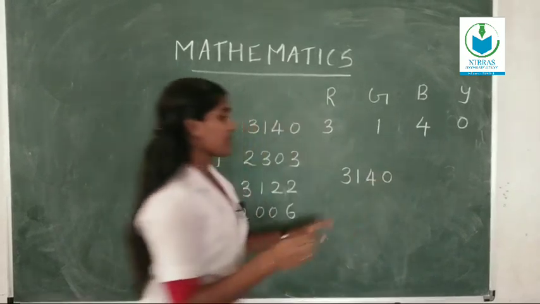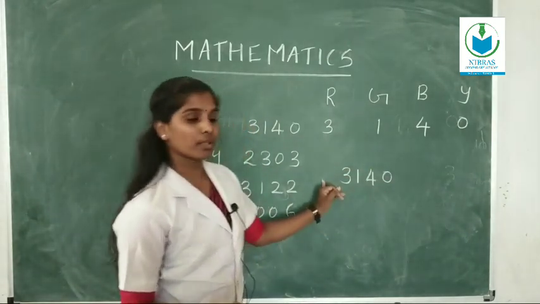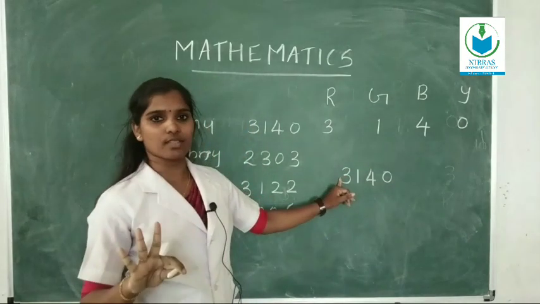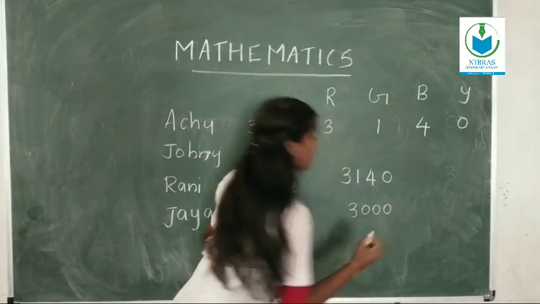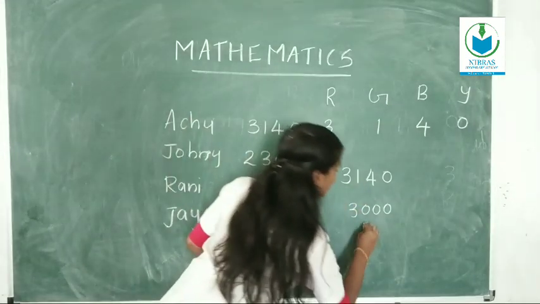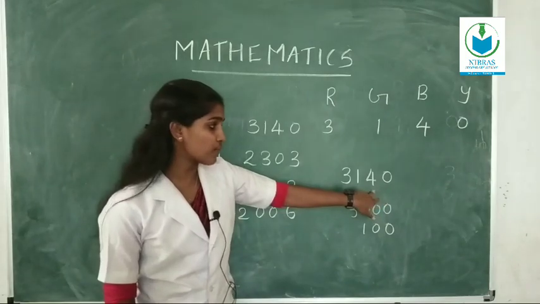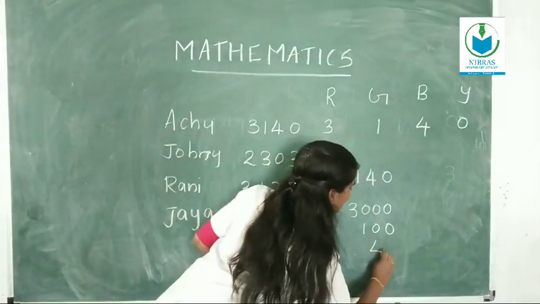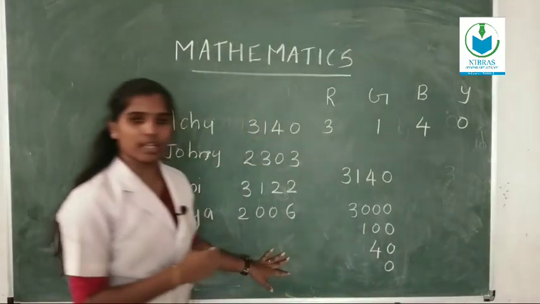3140. Okay, so how many thousands in this number? Yes, 3000s. So here 3000. And then how many hundreds are here? Yes, 100. And then how many tens are here? Yes, 4 tens. That means 40. And 0 ones.